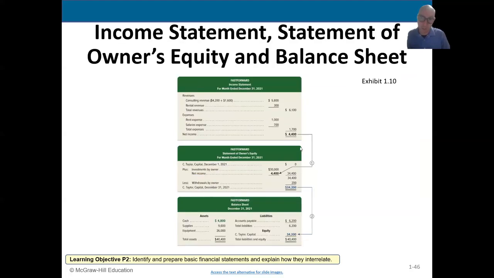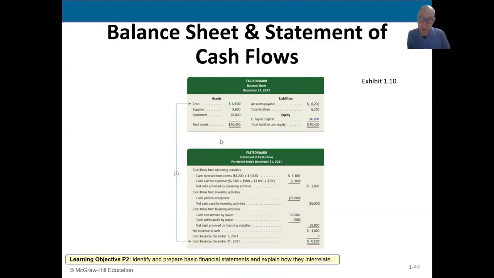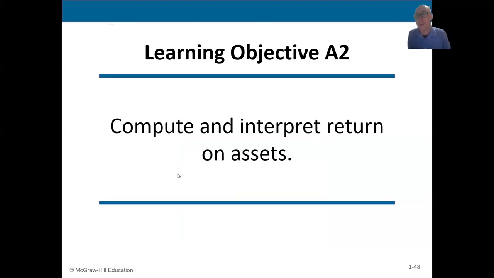And we'll talk more about these things as we go forward. But it's important that you understand the relationship between those financial statements. The net income from the income statement goes on to the statement of owner's equity. The statement of owner's equity balance goes on to the balance sheet on equity. And the cash from the balance sheet is reflected on the statement of cash flows. That's how the financial statements are all tied together. And we'll talk a lot more about the financial statements throughout the next few weeks.